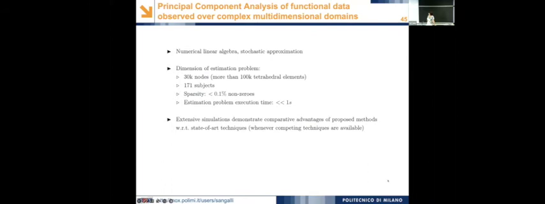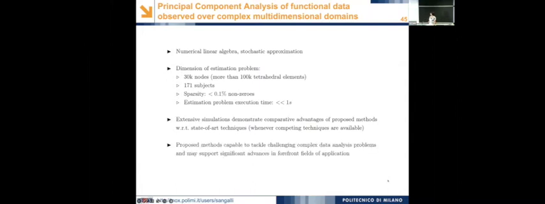And I did not discuss comparison with other methods, but we have carried out extensive simulation studies to compare our proposal to the best state-of-the-art techniques from spatial data analysis, from functional data analysis, whenever competing techniques were available. And we highlighted the comparative advantages of the proposed method.